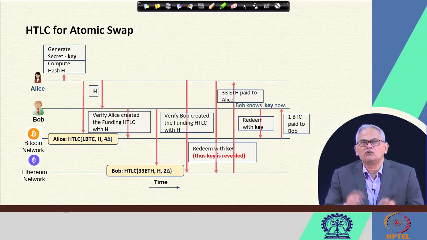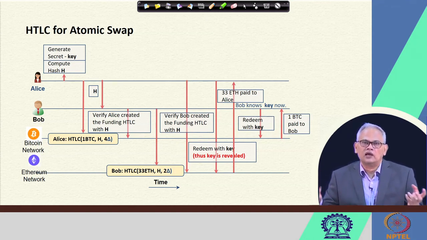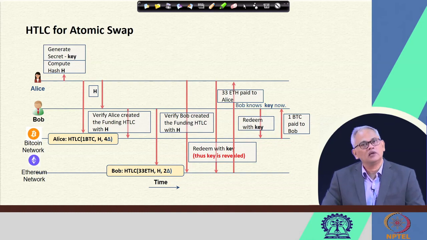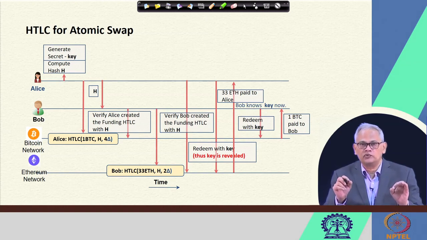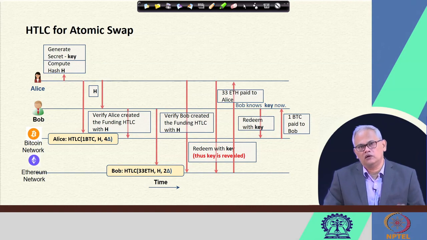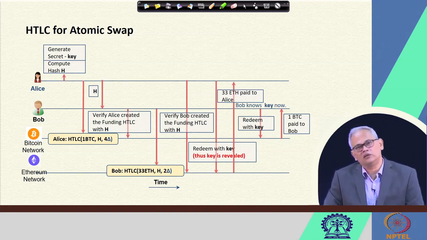Now, we see how this hash time lock contract concept can be used for atomic swap, where Alice will transfer 1 Bitcoin to Bob and Bob will transfer 33 ethers to Alice, and these two will take place atomically. Again, just to put it in proper perspective, we are assuming that both Alice and Bob have accounts in the Bitcoin network, and they also have accounts in the Ethereum network.